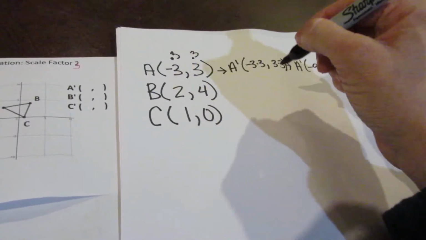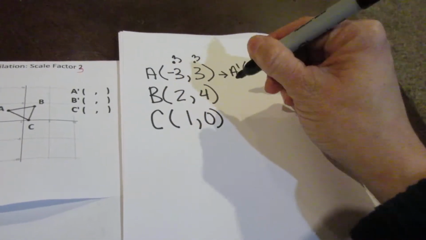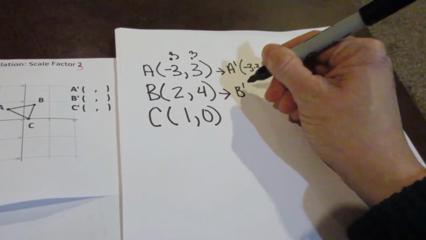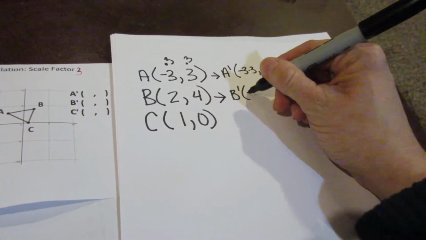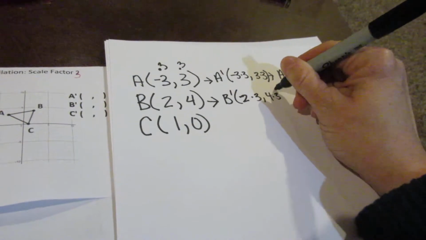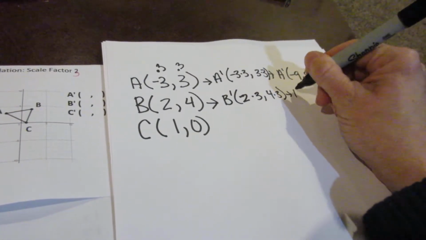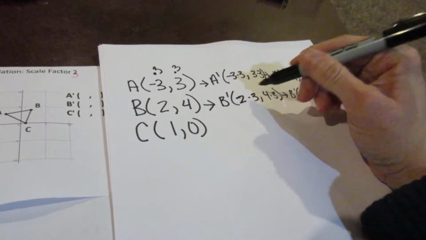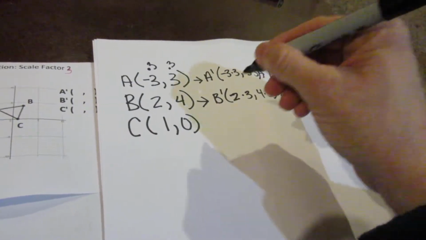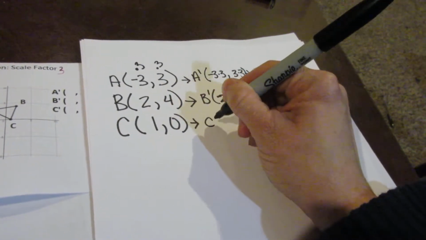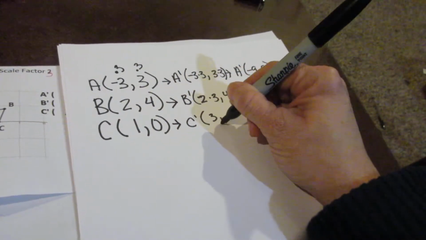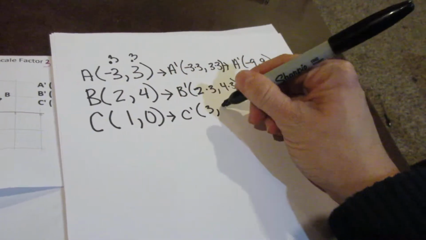Then you're going to go through and do the same thing for coordinates B and C to turn them to B prime and C prime. So B prime is going to be 2 times 3, 4 times 3. And then to simplify it a little further, 2 times 3 is 6, 4 times 3 is 12. Going through and turning C to C prime, you have 1 and 0, so 1 times 3 is 3, and 0 times 3 is 0.